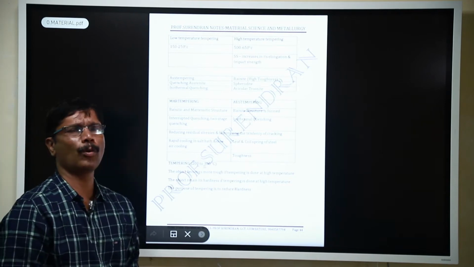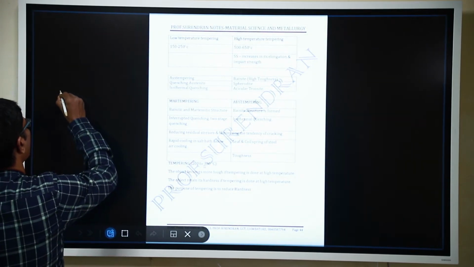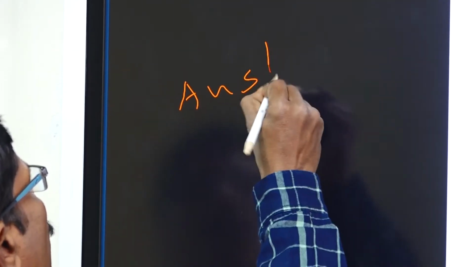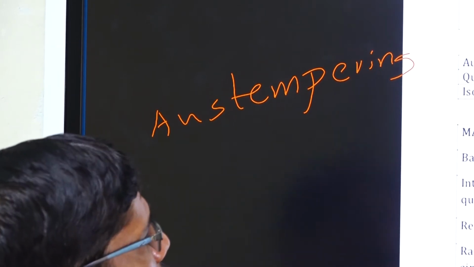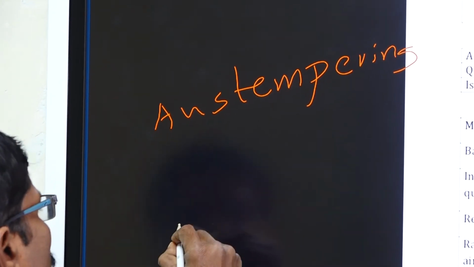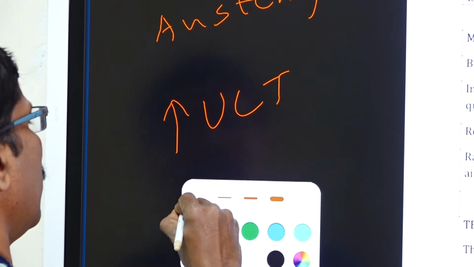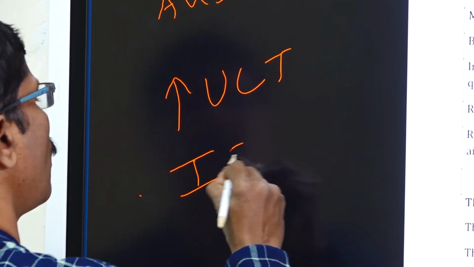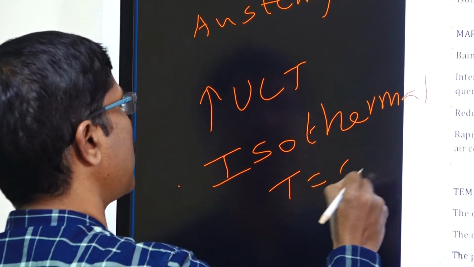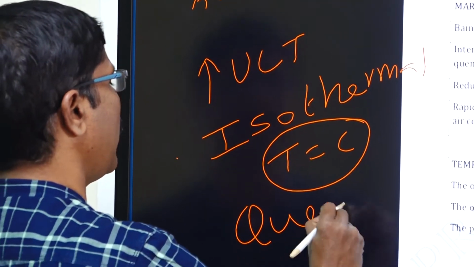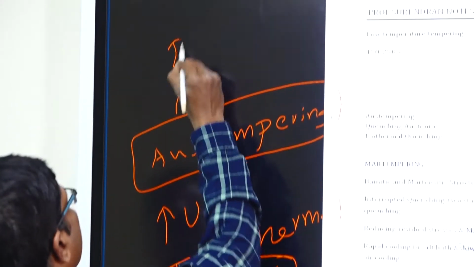Next, we are going to know about martempering and austempering. In austempering, a bainite structure is formed. Here we have to heat above the upper critical temperature and then quench in isothermal quenching. What do you mean by isothermal? Isothermal means constant temperature. By way of isothermal quenching, we get the structure called bainite.